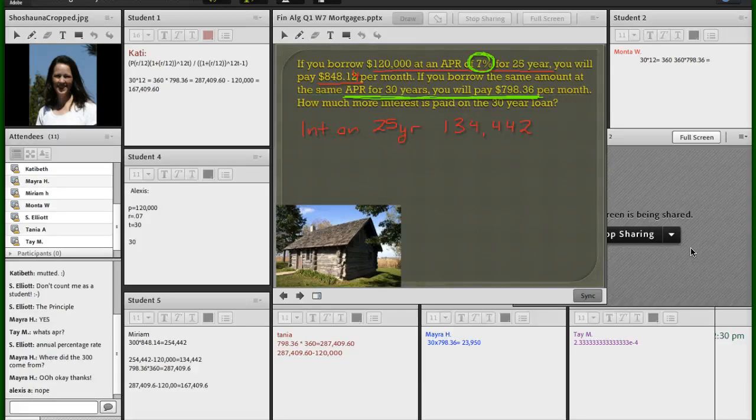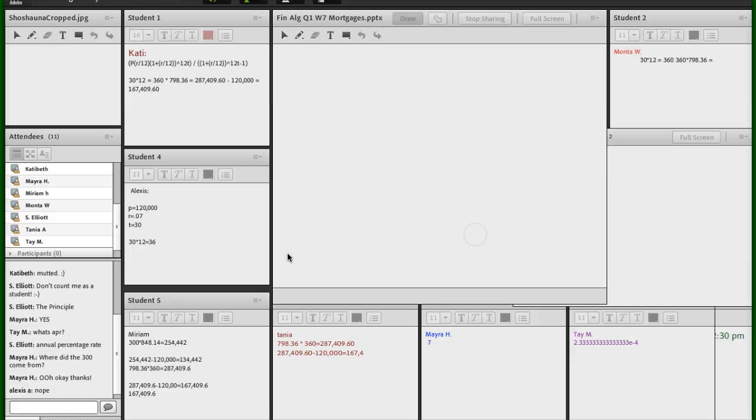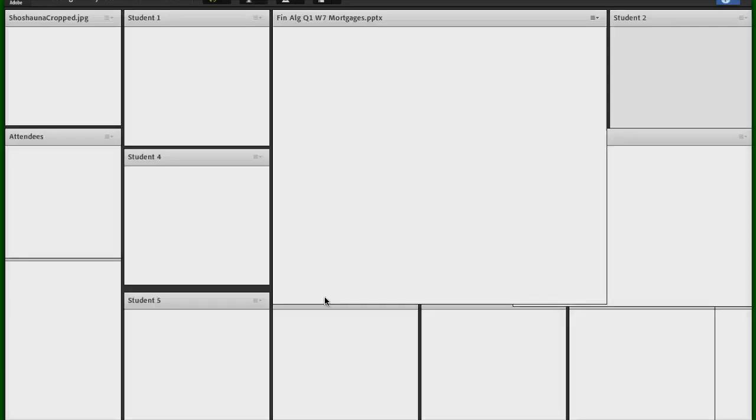Okay, so let's remind ourselves how to find the interest, or the total amount on the 30 years. Oh, I put a T in the total. It's not totally way. All right. My computer's coming back to life.